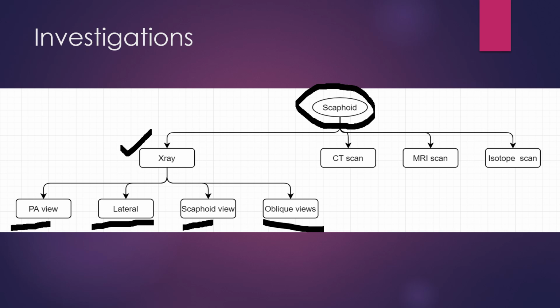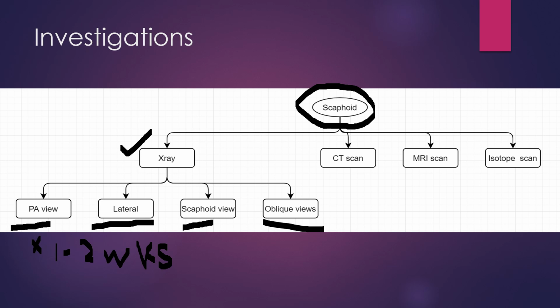If the X-rays are not able to confirm the diagnosis, because what happens is in 20 to 25% of the scaphoid fractures, on initial X-ray we don't see any fracture. Even though the fracture is present, in 25% we don't see any fracture. So X-ray has to be repeated after 1 to 2 weeks when the fracture is more visible.